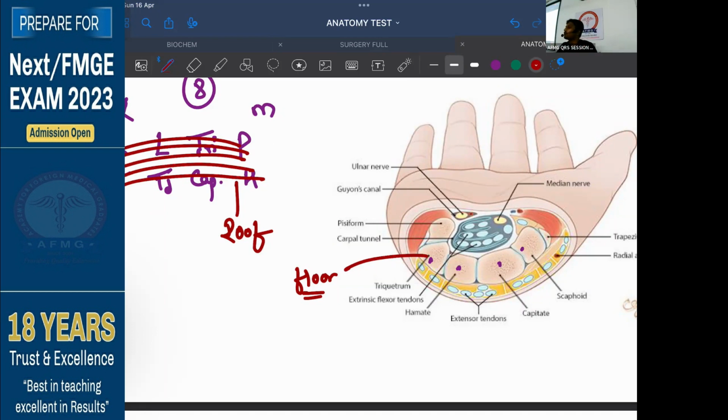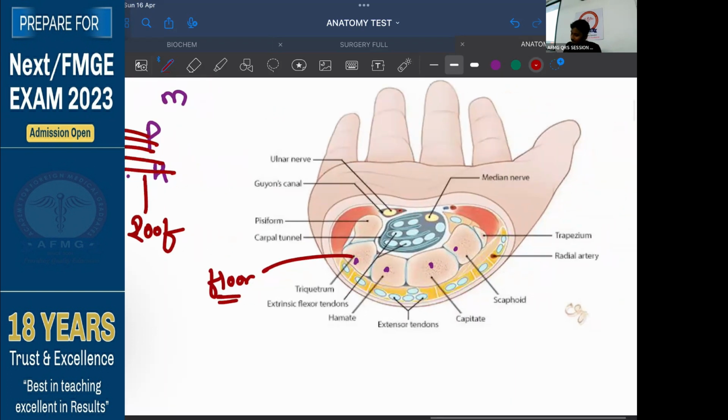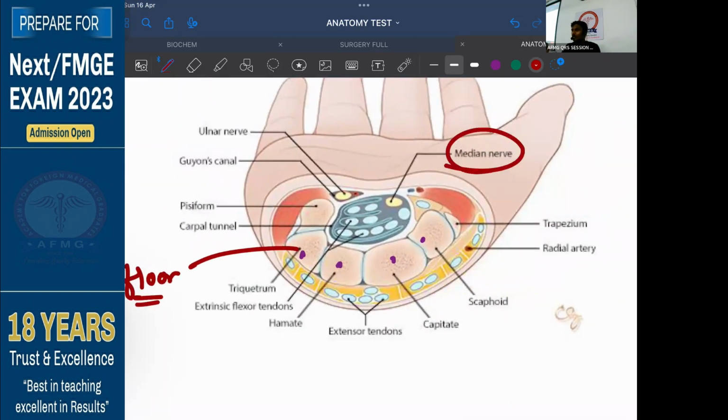Now there are important structures which will pass inside this carpal tunnel, and the most important is the nerve which passes inside the carpal tunnel. That is called as your median nerve. The most important structure which passes inside the carpal tunnel is called as the median nerve. For example, if there is fracture of the scaphoid bone, dislocation of the lunate bone, okay, so what will happen? There can be distortion in the carpal tunnel, and that can compress a particular nerve. So that is what is called as carpal tunnel syndrome.